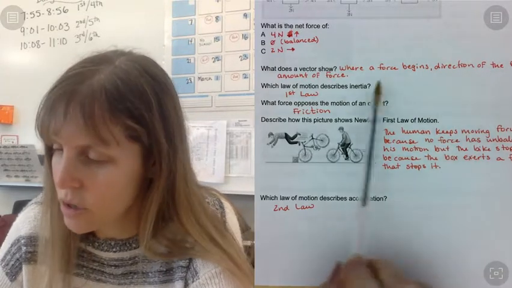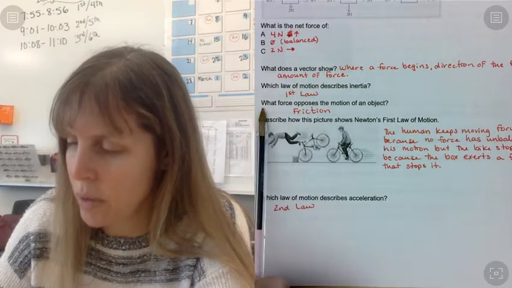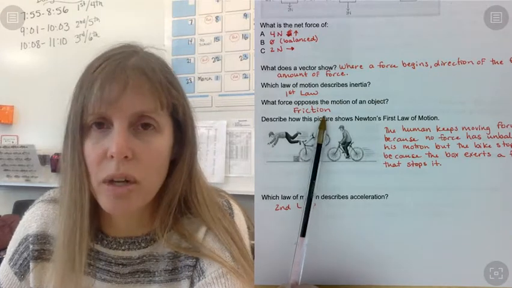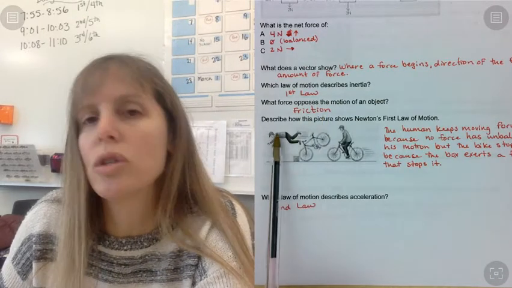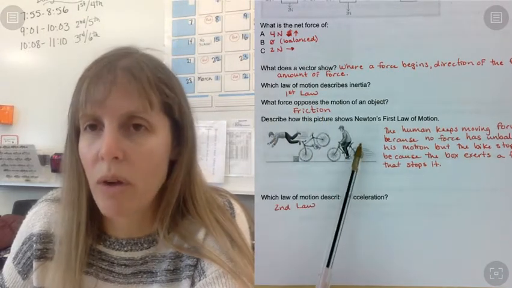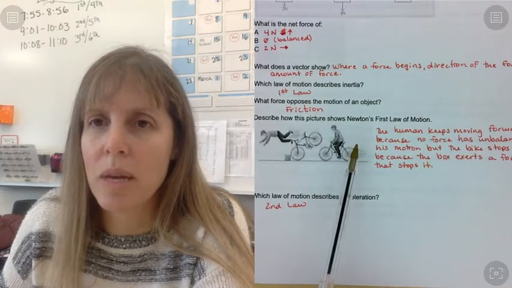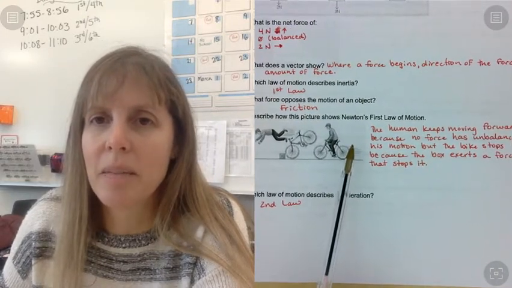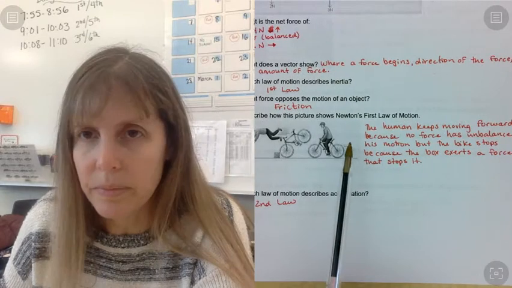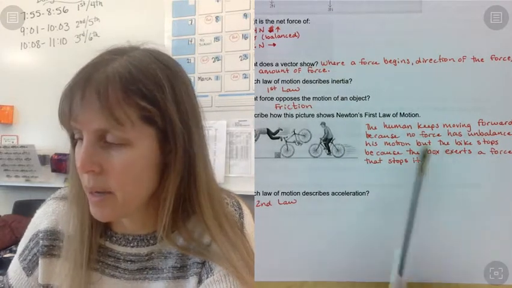All right, so what force opposes the motion of an object? That's friction. It says, describe how this picture shows Newton's first law of motion. So this actual human keeps moving forward. Sorry, I needed to pull that out a little bit. I went right to the edge.